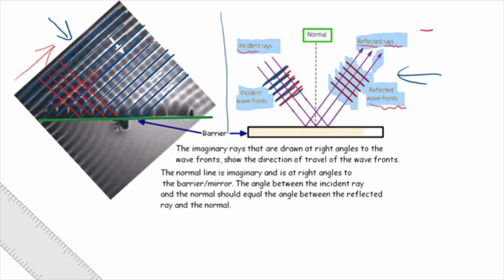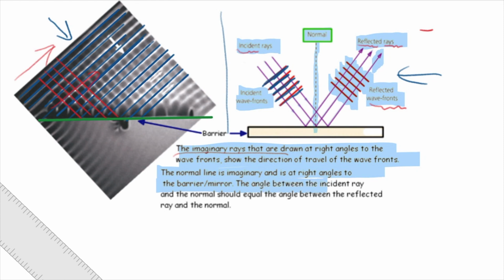So the imaginary rays that are drawn at right angles to the wavefronts show the direction of travel. The normal line is imaginary and is at right angles to the barrier. So that's another word we're going to be learning, the normal line. That's this dotted line here, moving up that way. And we use that normal line as a reference point to measure angles.